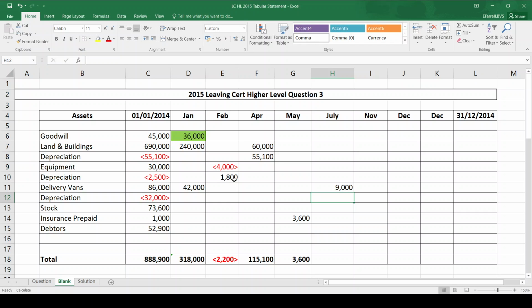I have to take out the depreciation of the delivery van that we sold because I don't have that anymore. The depreciation of the van we sold is 12,000. And again, because depreciation is a minus, to take it out, we're going to put in a plus 12,000.